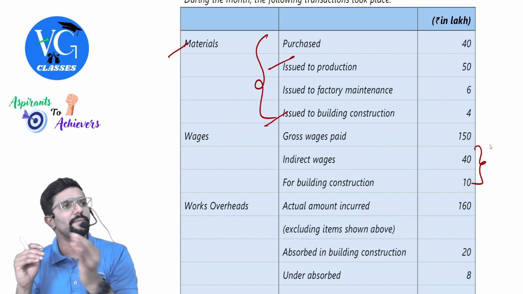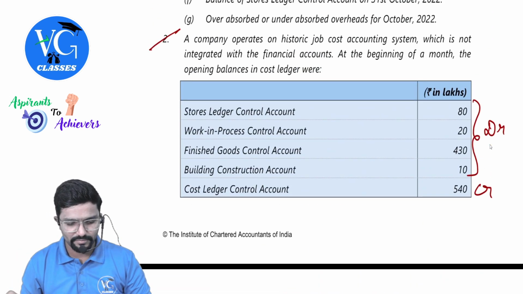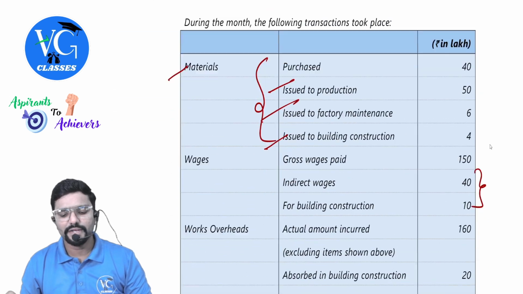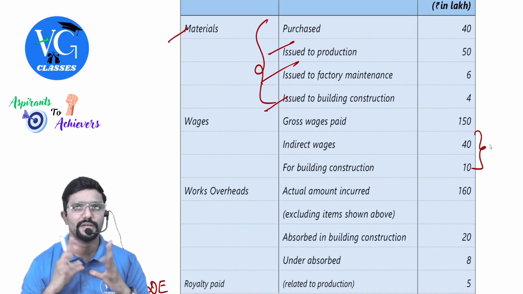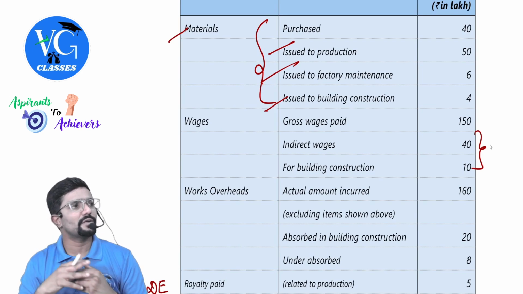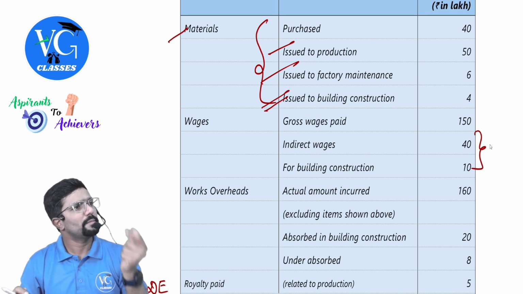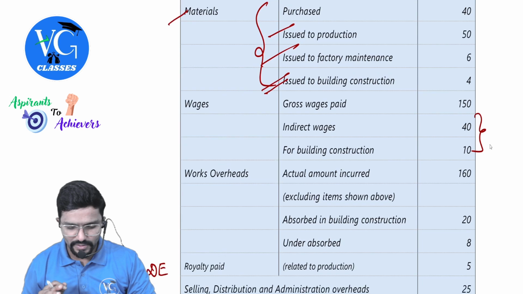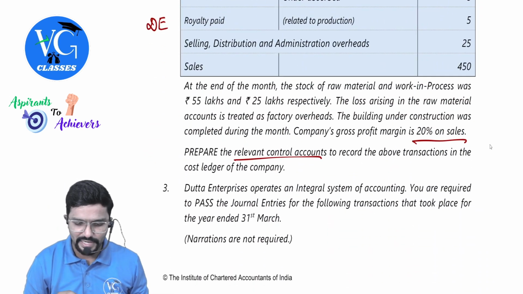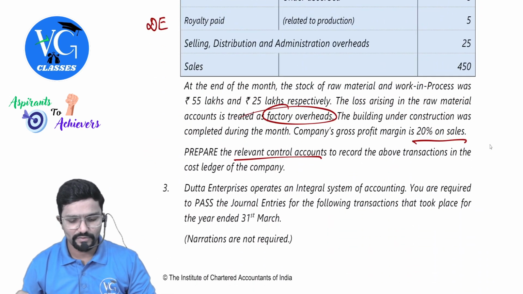Issued to production: WIP control to stores ledger. Issued to factory maintenance. For that, what is the name? They have not given anything. You can use factory overhead or works overhead, any one. Use one common name. Okay, so factory overhead account to stores ledger. Then issued to building also. Same: building construction to stores ledger. And I guess we have some loss here. They have told us to treat it as what, guys? Factory overhead. Treat it as factory overhead.